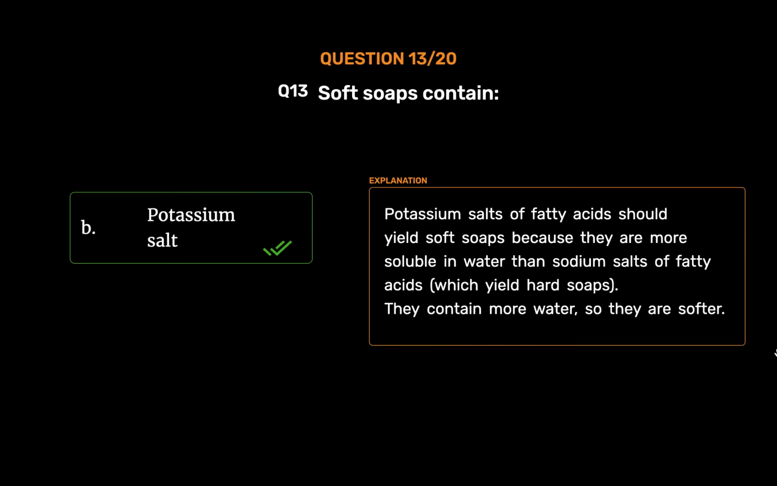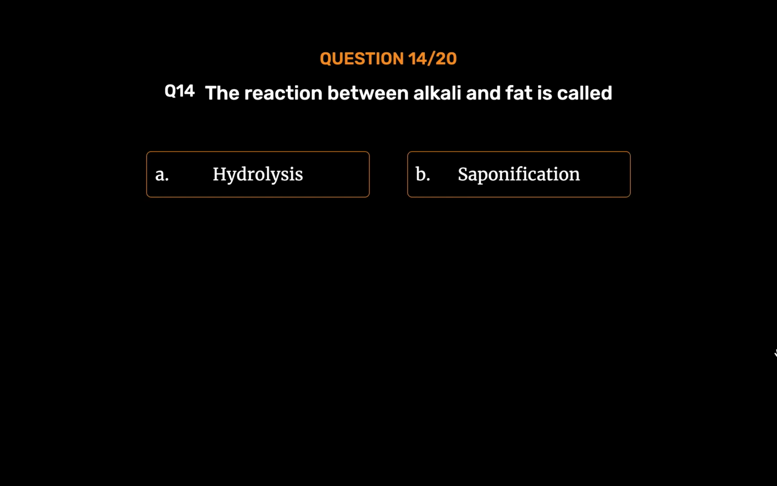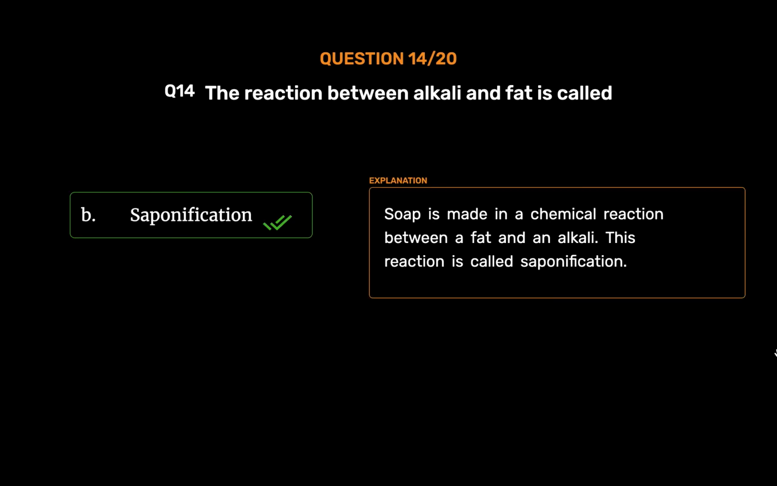Potassium salts of fatty acids should yield soft soaps because they are more soluble in water than sodium salts of fatty acids, which yield hard soaps. They contain more water, so they are softer. Question number 14. The reaction between alkali and fat is called option A, hydrolysis. Option B, saponification. Option C, distillation. Option D, dehydration. The correct answer is option B, saponification. Soap is made in a chemical reaction between a fat and an alkali. This reaction is called saponification.